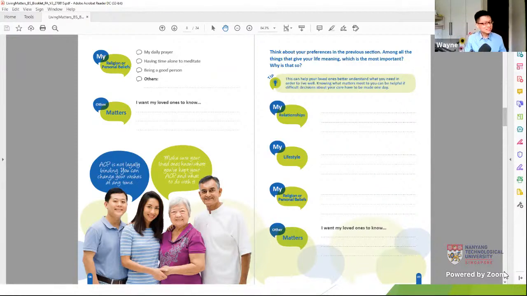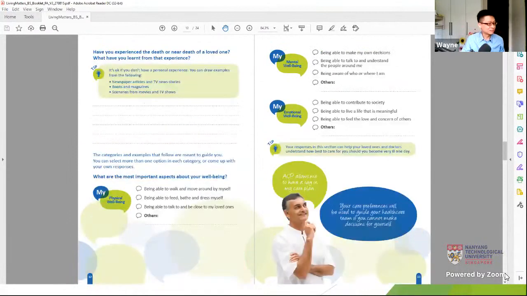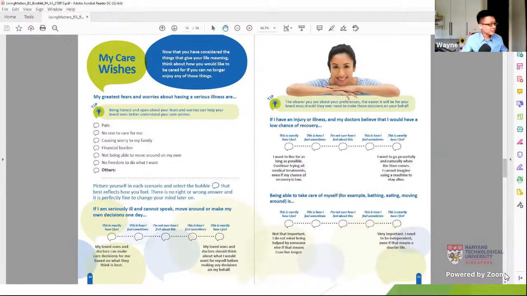Now let me just quickly run through this with you. You can see on the right side: relationship, lifestyle, religion, and so on. Okay, move on. There's mental well-being, physical well-being, emotional well-being. You can still see my screen share, right? Yes? Okay, excellent. My care wishes, that means if I have a serious illness, what you should do for me. If I'm seriously ill, on the bottom left, and cannot speak, move around, or make my own decisions one day, what you should do. Now, don't you think that is very important?